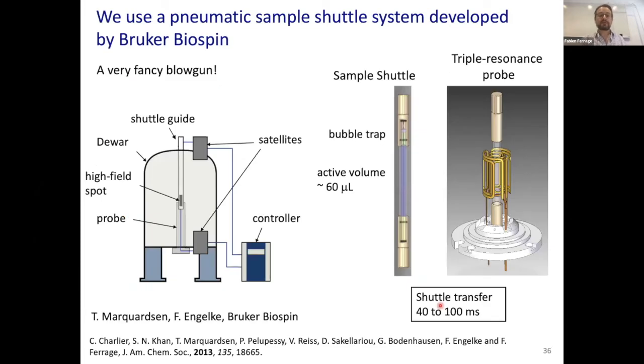So we've been doing this for a while with Bruker with this prototype that was developed by Thorsten Marquardsen and Frank Engelke. It's a pneumatic system. The sample moves at about 10 meters per second, so it's very fast. On the other hand, it's not very sensitive. You see the active volume is 60 microliters and the filling factor is not very good. So the reason why I'm at Bruker this week is actually to probe a new system that is as sensitive as your NMR spectrometer at home.